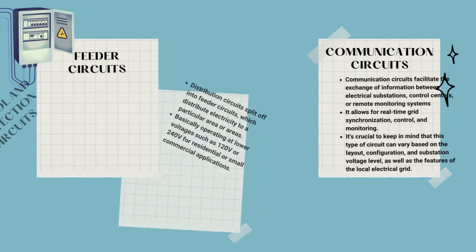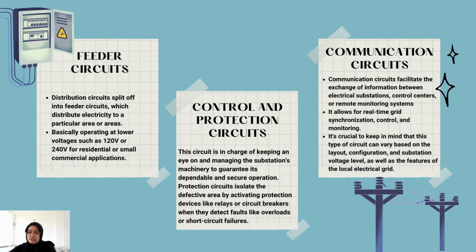The next one is the feeder circuit, which splits off from the distribution circuit. This feeder circuit distributes electricity to particular areas. Basically, the feeder circuit operates at a lower voltage such as 120 volts or 240 volts for residential or small commercial applications.